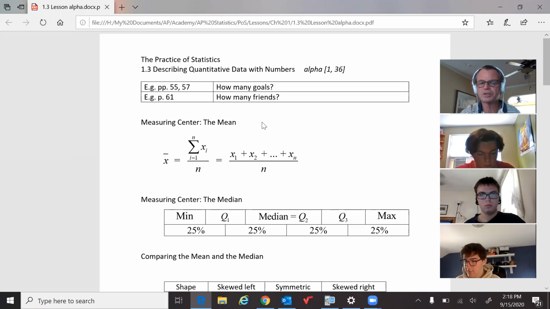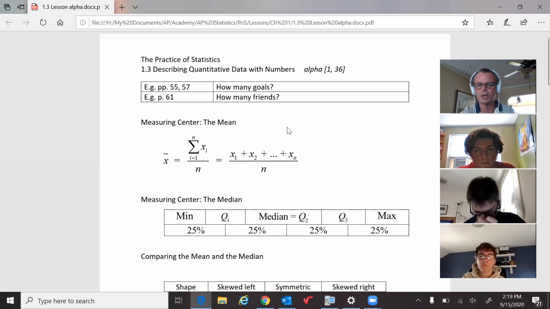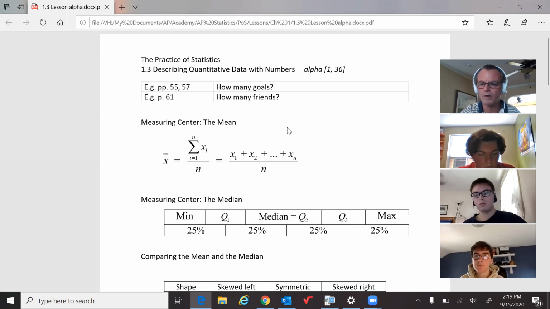So first thing is, yesterday we did measuring the shape, and we talked about skewness, whether something was symmetric, some shape of some univariate. Univariate means one variable, the prefix uni, one variable, versus bivariate data, which would be something that you would graph on a set of axes. But univariate data, we talk about the shape. So it could be symmetric or it could be skewed. And that was in 1.2.